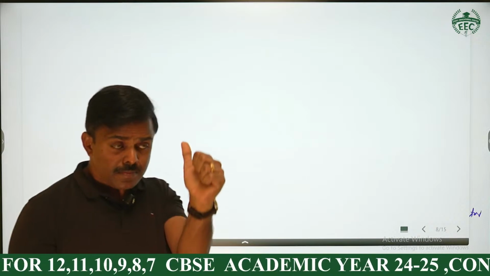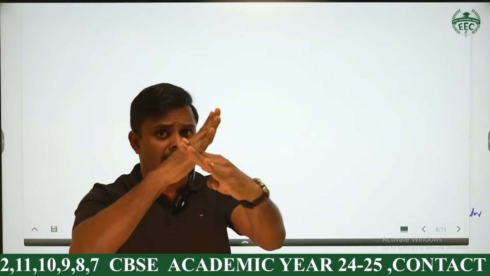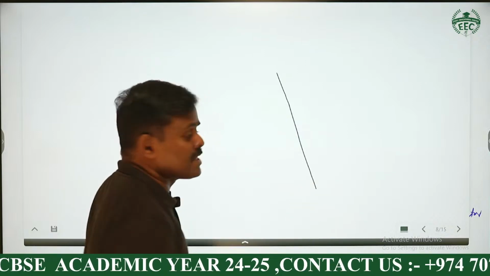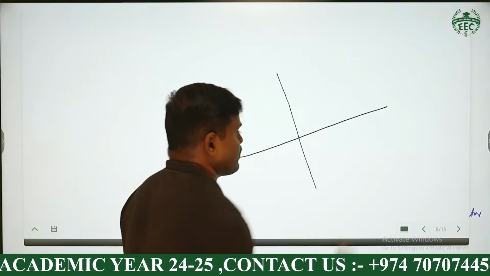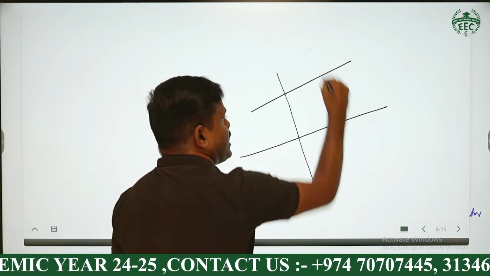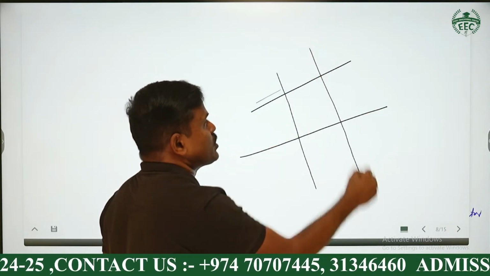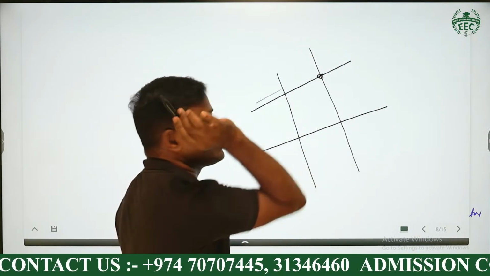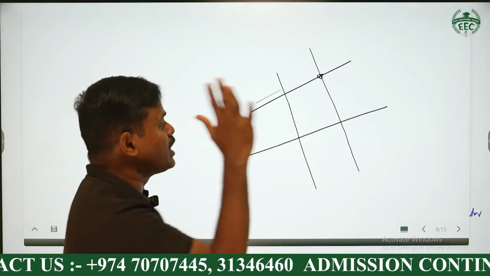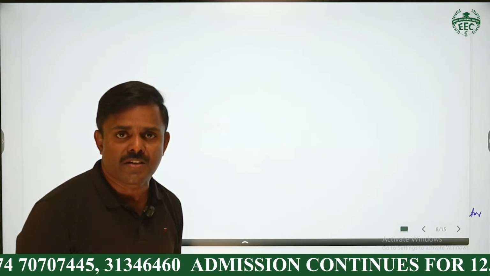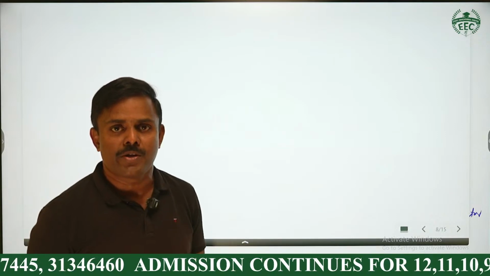Fourth one, equipotential surfaces will never intersect. Because if this is an equipotential surface, I can draw the field lines. These are the field lines. If equipotential surfaces intersect, field lines also intersect. But we know that field lines cannot intersect, right? So equipotential surfaces cannot intersect, and field lines are always perpendicular to equipotential surfaces.